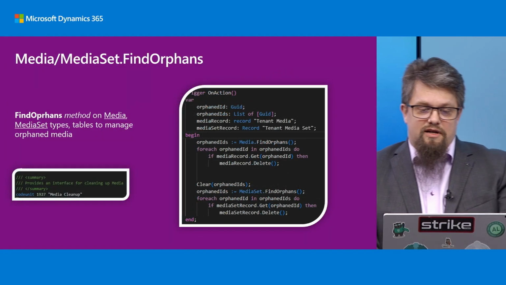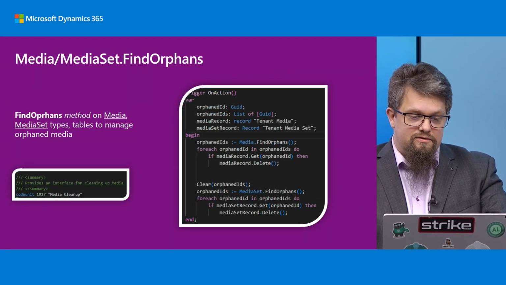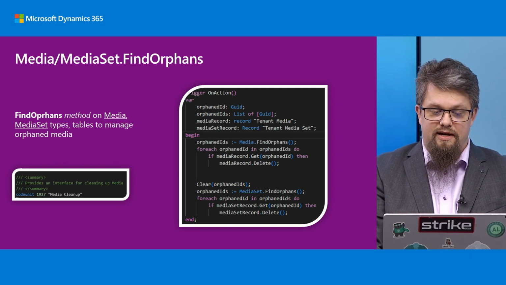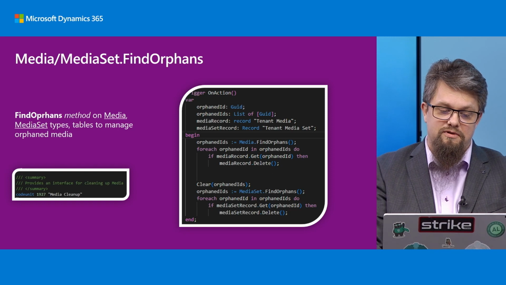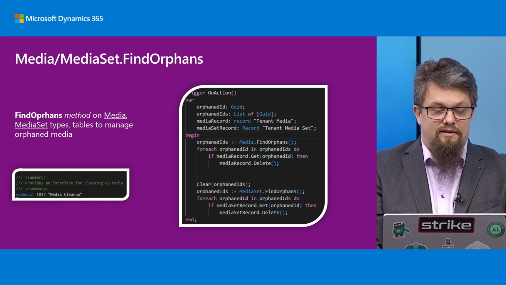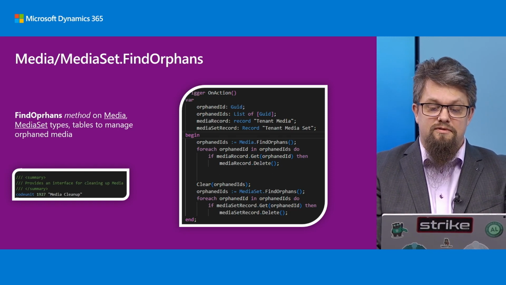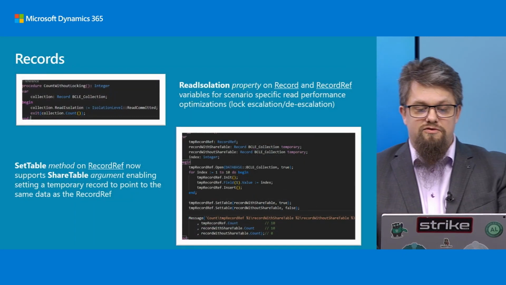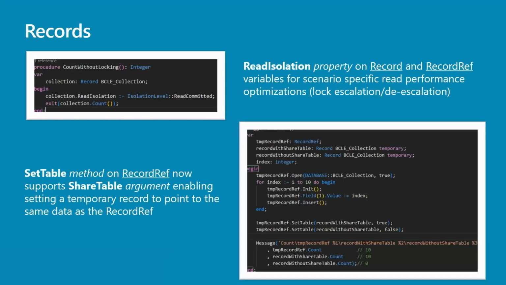On medias and media set, we introduced a method called find orphans to allow you to find orphaned media. You can use this yourself and try it out, or you can take a look at the System Code Unit Media Cleanup that actually uses these methods to clean up the media. On records, we introduced read isolation, which allows you to optimize read scenarios. In this case here on the left, I have added a small optimization on count. It's a log de-escalation. Very useful.